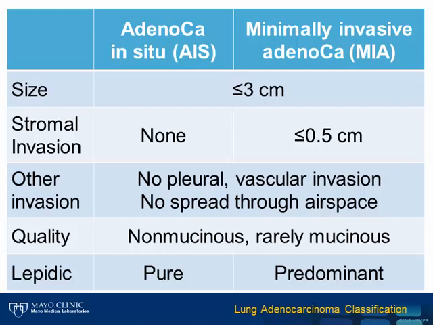Adenocarcinoma in situ and minimally invasive adenocarcinoma share some defining features, including size. It should not be larger than 3 centimeters. There also should be no pleural or vascular invasion, and there should be no spread through the airspace. Also, they are usually non-mucinous. However, rarely they can be of mucinous type. Adenocarcinoma in situ should not have any stromal invasion and should have a purely lipidic growth pattern.